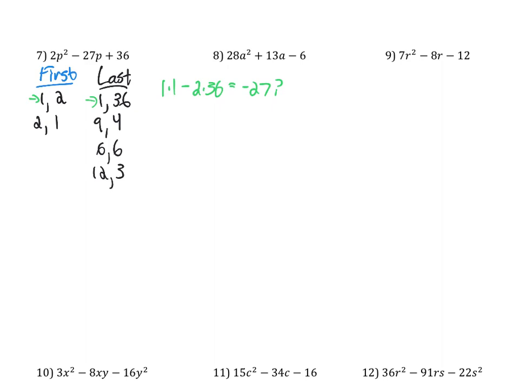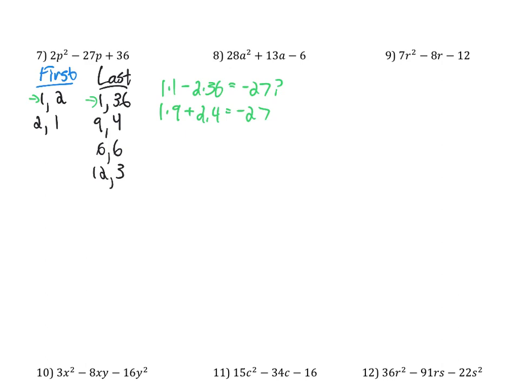Does 1 times 9 minus 2 times 4 equal negative 27? Okay, we get 9 minus 8. Doesn't work. What about adding them? 9 plus 8 is 17. 17 is not 27. That doesn't work. Okay. So as I look through these, I know none of these are going to work. You can work through those examples.